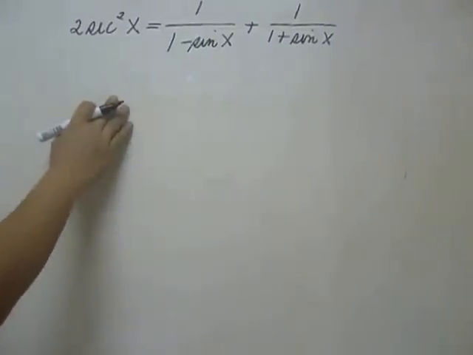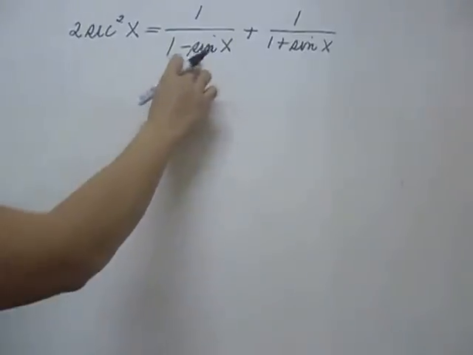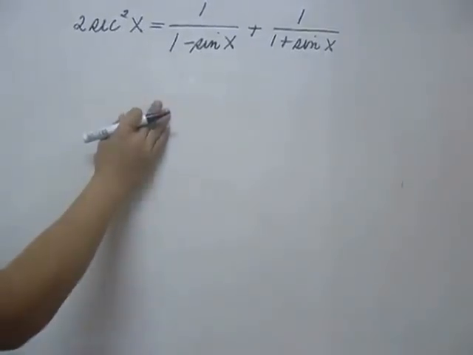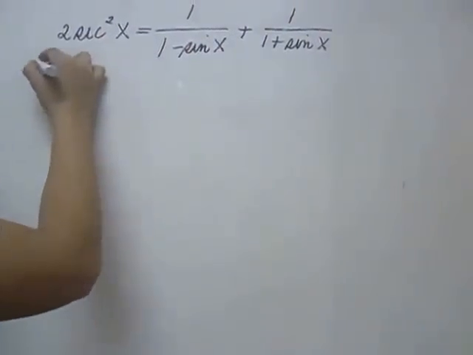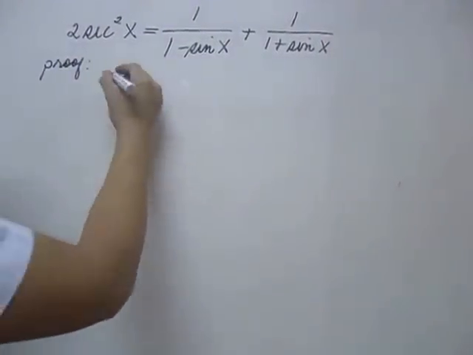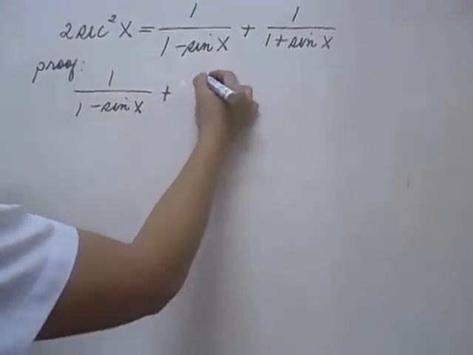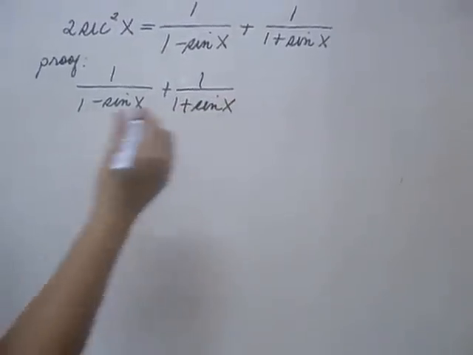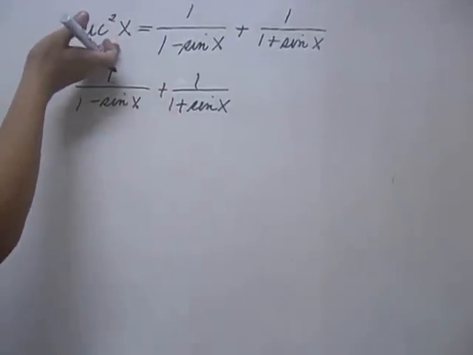Let us have another example: 2 secant squared x is equal to 1 over 1 minus sine x plus 1 over 1 plus sine x. This time, the right member appears to be the more complicated. Here's the proof. Copy the right member, 1 over 1 minus sine x plus 1 over 1 plus sine x. We will show that the right member is really equal to 2 secant squared x.